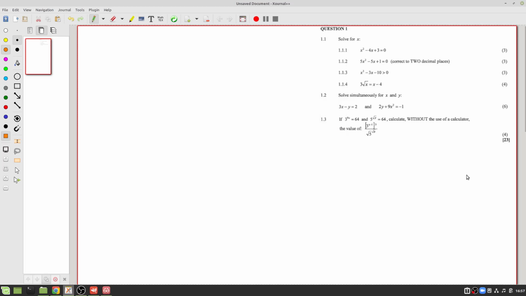Alright, hi guys. So here we have the CAPS November 2018 paper 1, grade 12 mathematics.